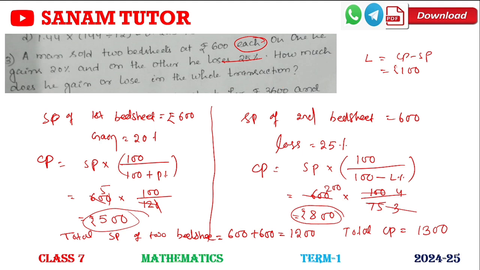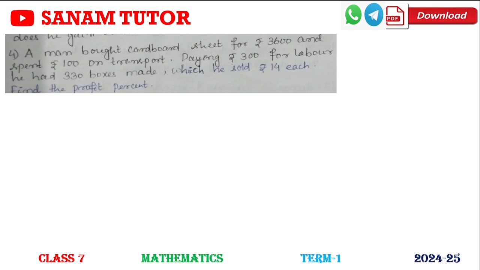Understand? If the question asks to find the loss percentage, then you find the loss percentage, that is loss divided by CP, that is 100 divided by 1300 into 100. But the question here asks only to find the loss, not the loss percentage. Clear? So next question.